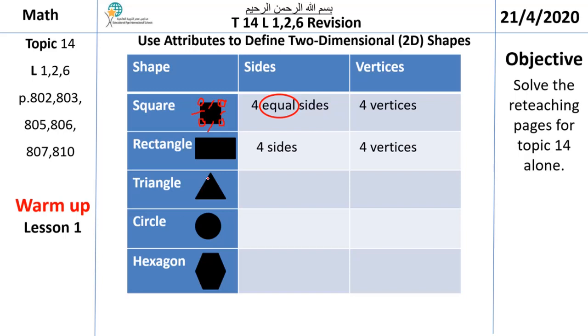Now the triangle, do they have to be the same sides? No, they don't have to be equal sides. They just have to be 3 sides and 3 vertices. Now the circle, does it have any straight sides? No, it doesn't. So 0 sides and 0 vertices. What about the hexagon? It has 6 sides and 6 vertices.